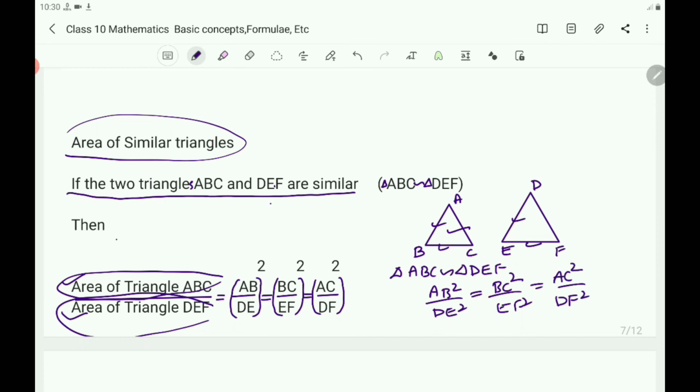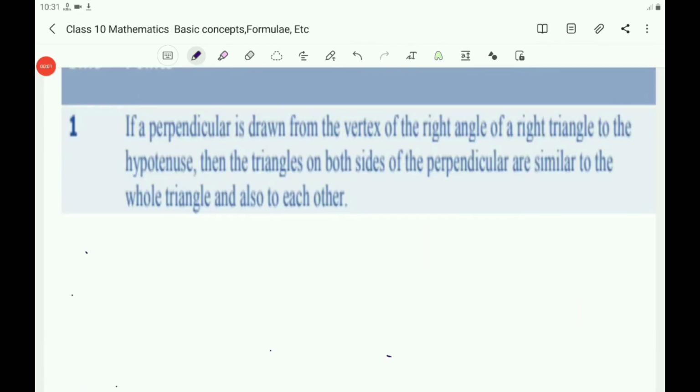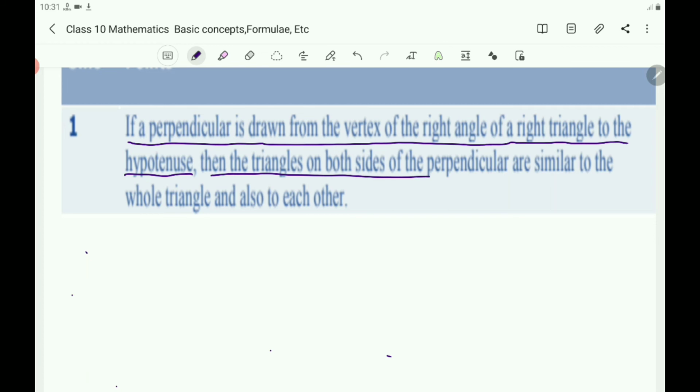So here, areas of similar triangles are proportional to the squares on their corresponding sides. Here AB and DE are a pair of corresponding sides, BC and EF are a pair of corresponding sides, and AC and DF are the corresponding sides. Then one more point you must know: if a perpendicular is drawn from the vertex of the right angle of a right triangle to the hypotenuse, then the triangles on both sides of the perpendicular are similar to the whole triangle and also to each other.